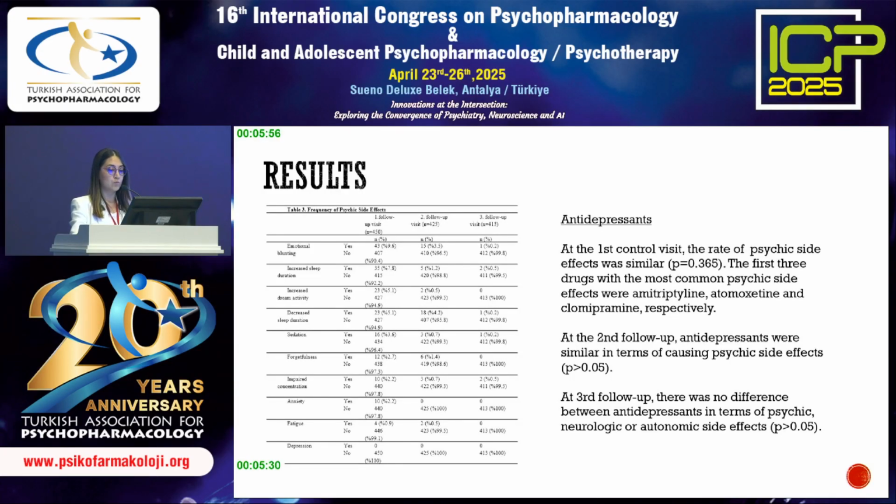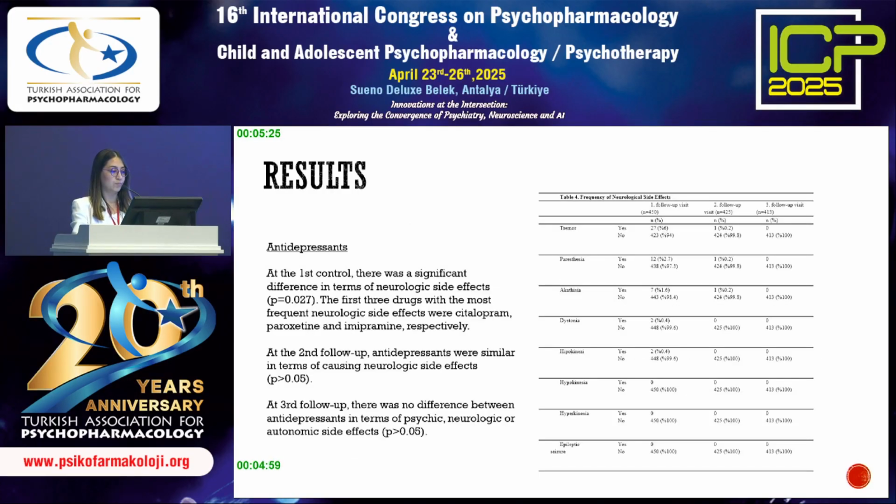And we have found this. The first three drugs with the most common psychic side effects were amitriptyline, atomoxetine, and clomipramine, respectively. So there were some patients with hyperactivity and attention disorder. And at the second follow-up, antidepressants were similar in terms of causing psychic side effects. And at third follow-up, there was no difference between antidepressants in terms of psychic, neurologic, or autonomic side effects.